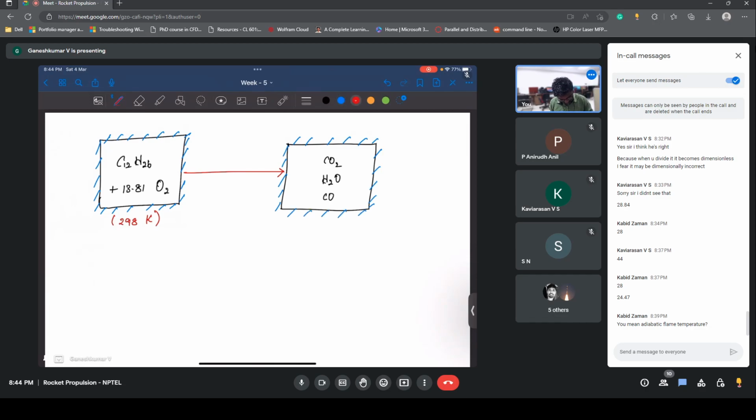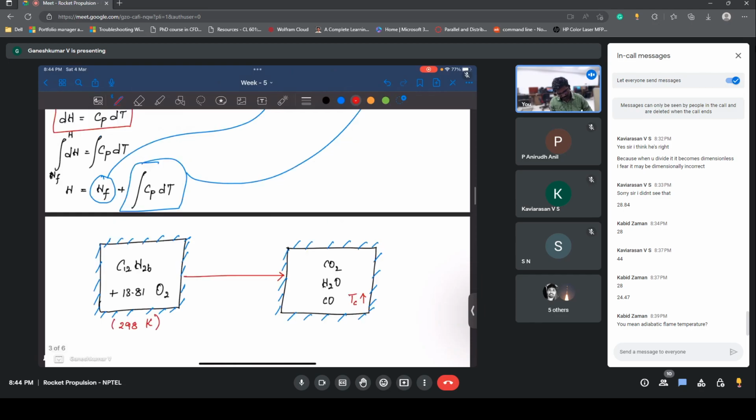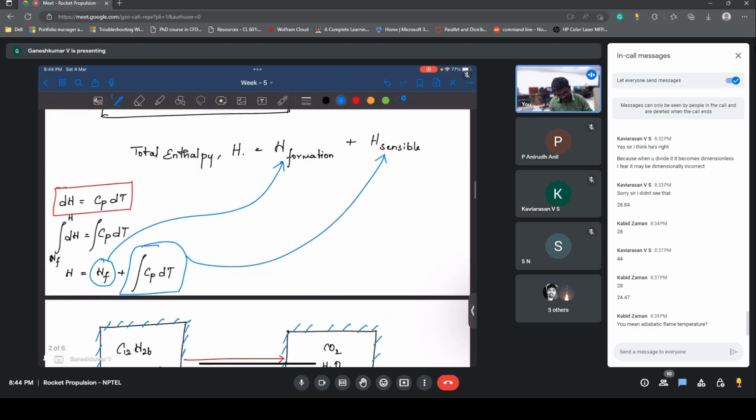Okay, but upon conversion what happens, the temperature here is going to rise. This is what we call the adiabatic flame temperature, or the chamber temperature in this case. So why it is going to rise is because of this change in the formation enthalpy.